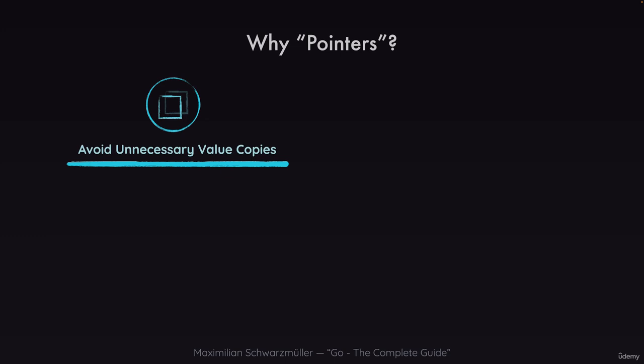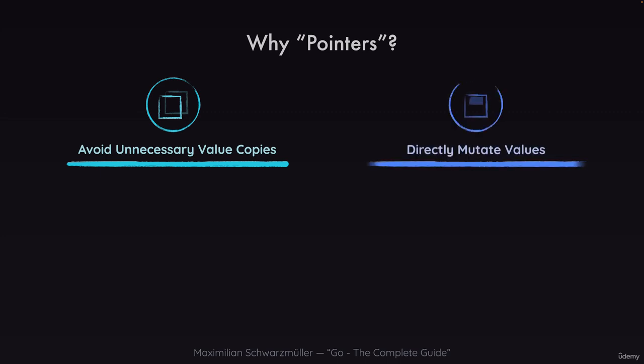And you might, of course, now wonder why you would use this feature, what the advantage of pointers is. And there are probably two main advantages of using pointers in Go, at least in certain situations. And the first potential advantage is that when working with pointers, you can avoid unnecessary value copies. And the second advantage I want to emphasize here is that you can use pointers to directly mutate values. But what exactly do I mean with these advantages here? Well, let's start with the first one, the left one, avoiding unnecessary value copies.